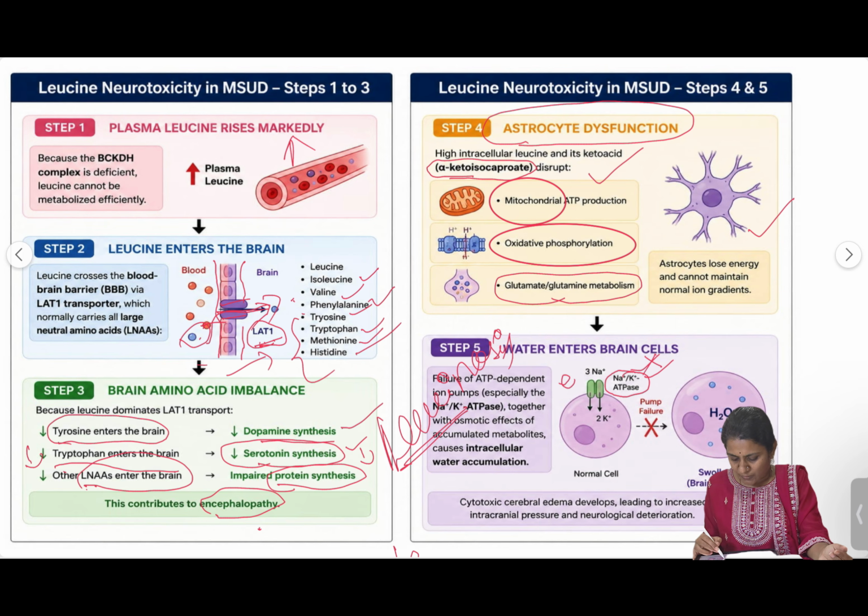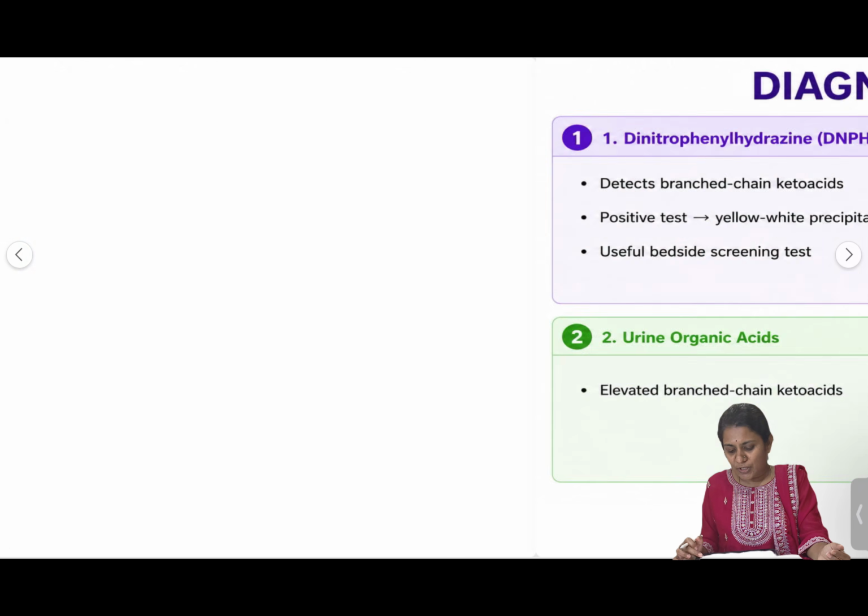So the toxic accumulates will have an osmotic effect, and there is an entry of water into the brain cells that will lead to what? Cerebral edema. So this will lead to what? Encephalopathy, which is called leucinosis.